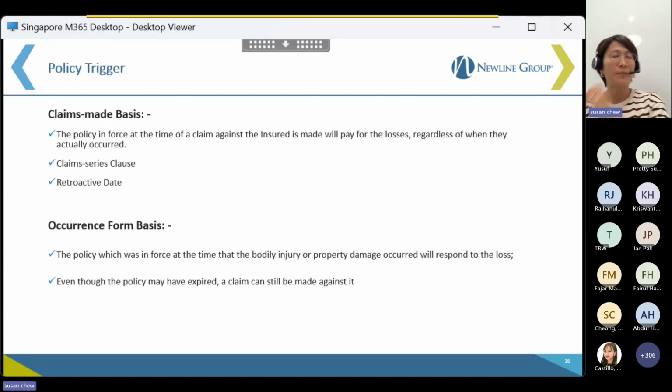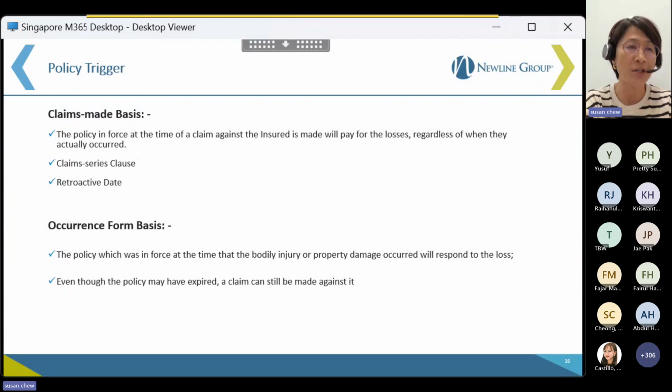So generally for product liability, there are two policy triggers you would be able to see from the market. One will be the claims made basis versus the occurrence form wording. Essentially, claims made wording suggests that the policy will respond to any claim which is made during the policy period. So that is the short description of that. The claim has to be made during the policy period, regardless of when the injury may have occurred.